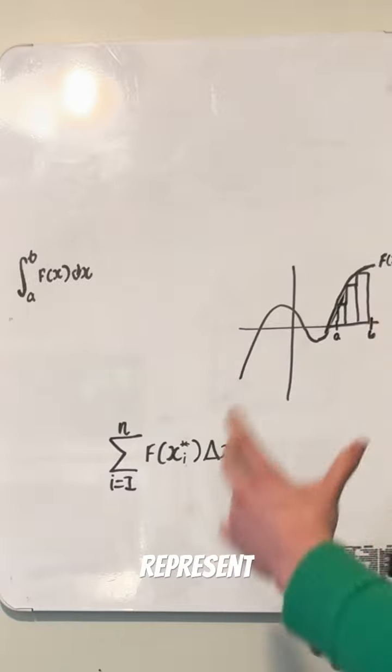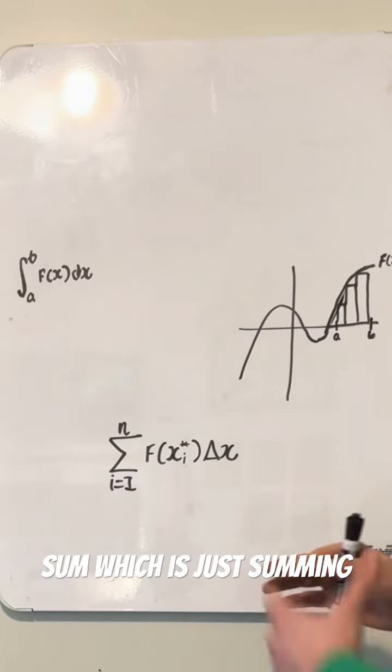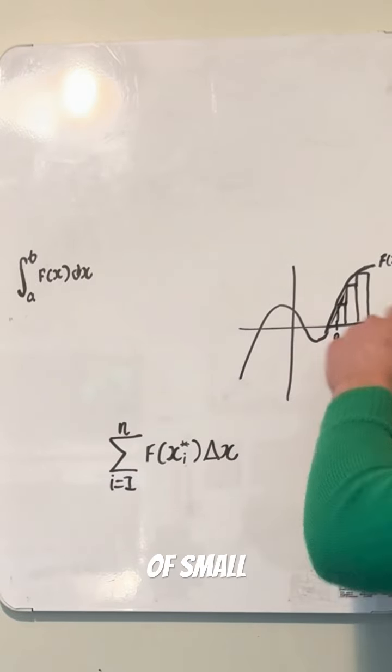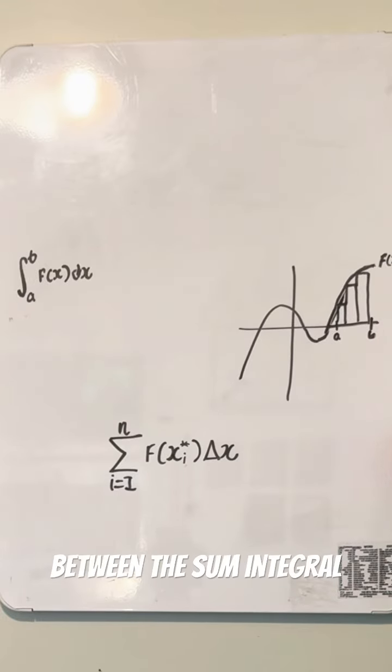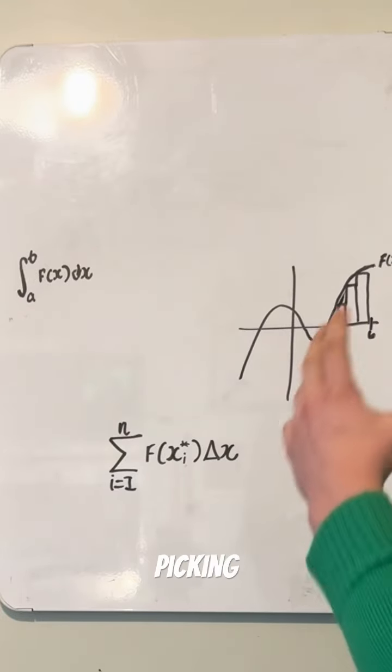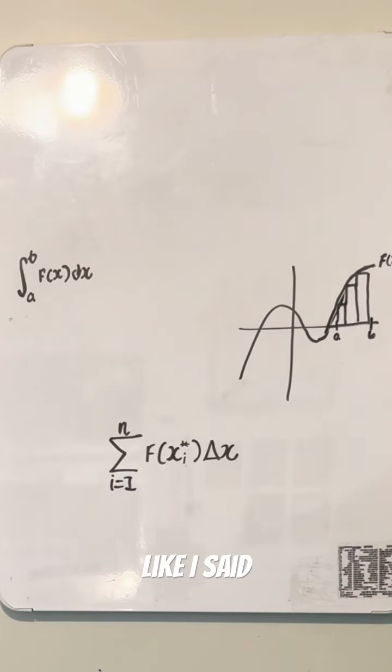Now we can represent this using a Riemann sum, which is just summing the area of small rectangles between the x-axis and the function curve between the interval a to b by picking a bunch of small rectangles, like I said, and summing them up.